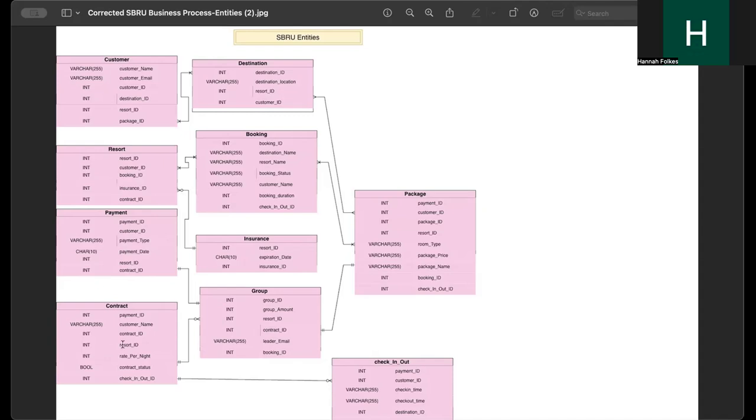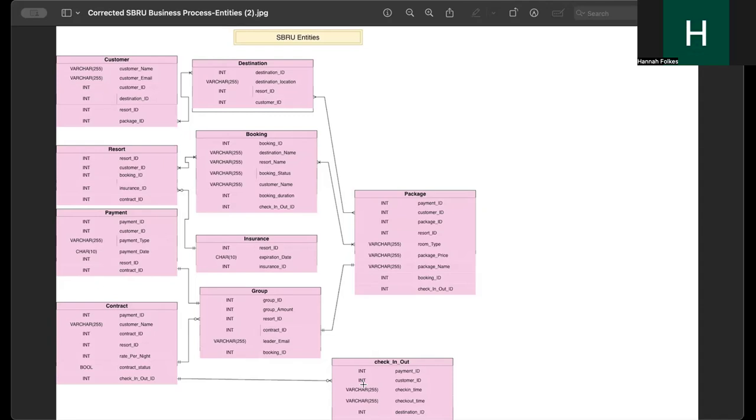Then we have the contract to group tables, and they follow a one-to-many entity relationship because each group will have the same contract. So every member of that group will be following the same contract, so they will be staying in the same room. The contract will tell them that they'll be staying in the same room and paying the same final price, all of that good stuff.